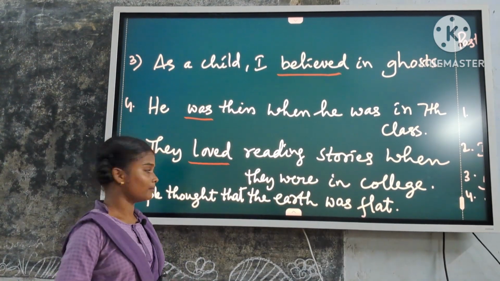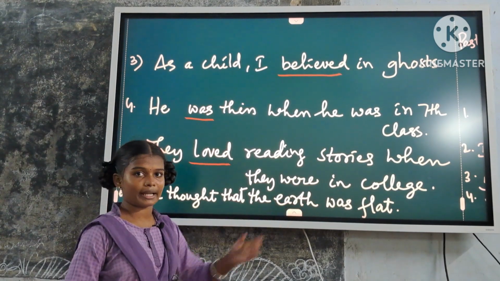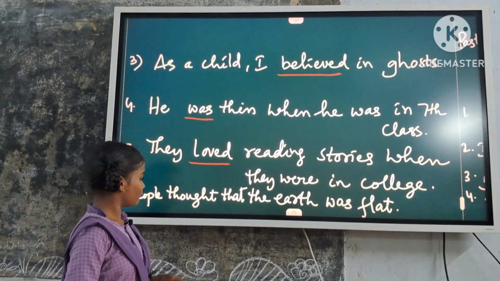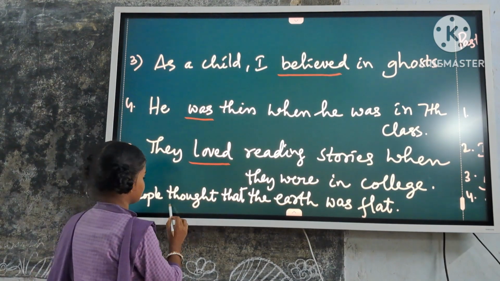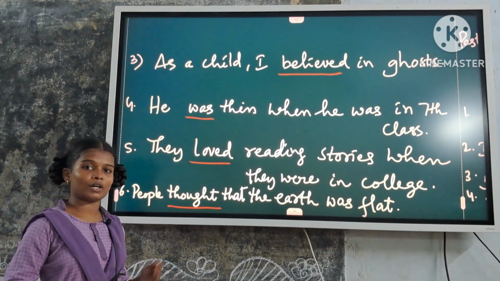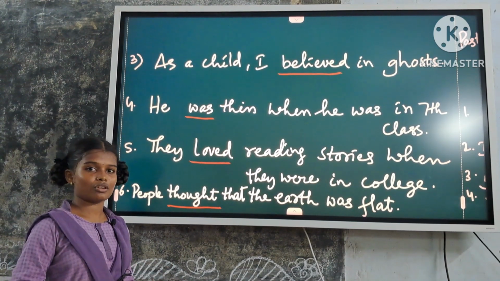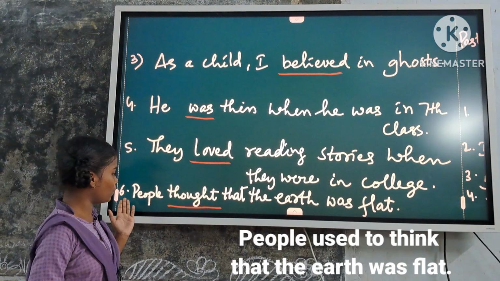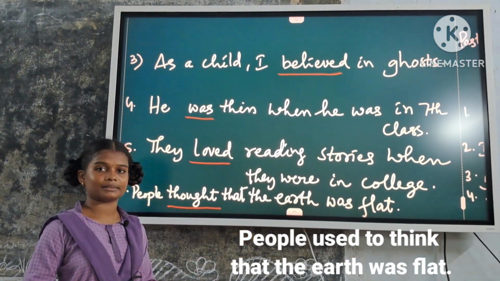Sixth example. People thought that the earth was flat. Here, stative verb is thought. That is verb of mind. So, we can use only used to. So, answer is, people used to think that the earth was flat.